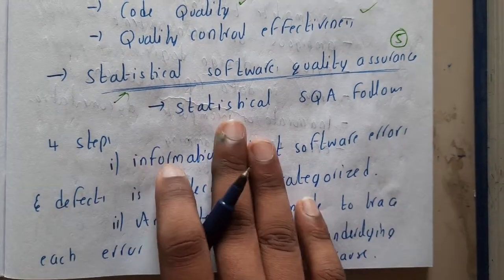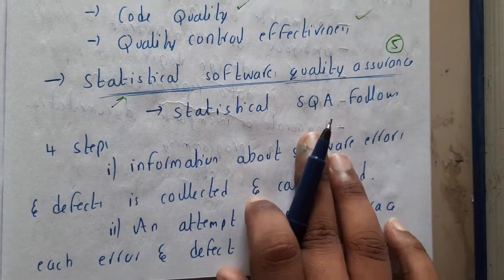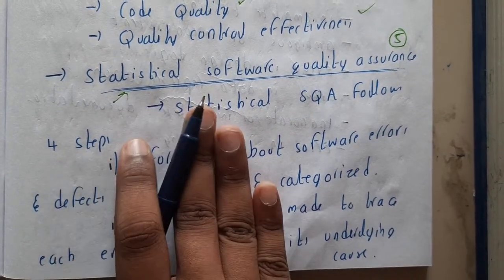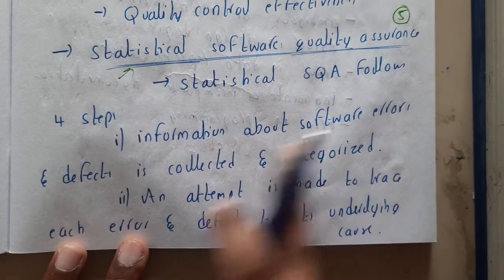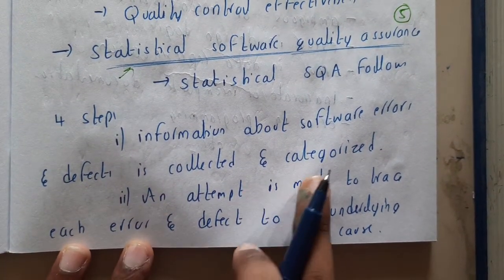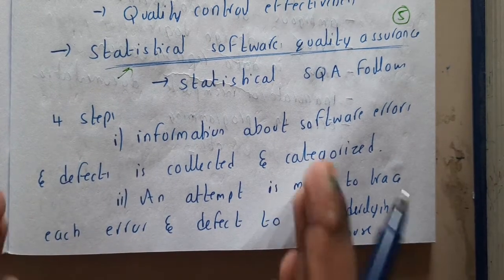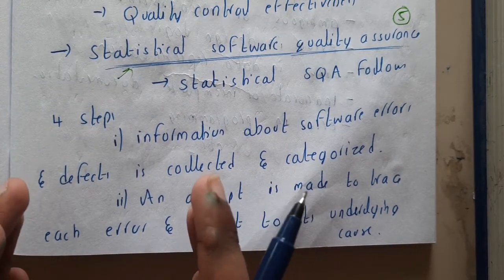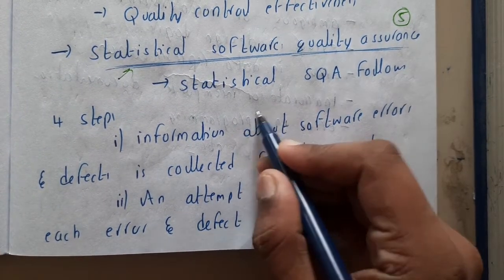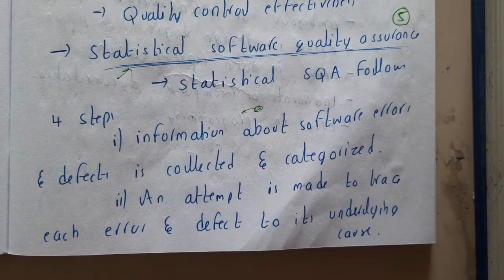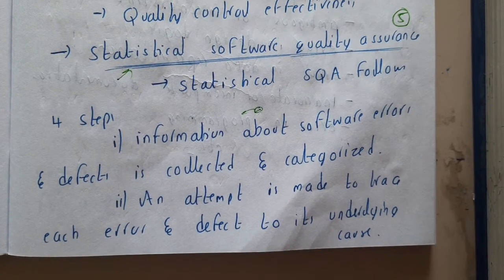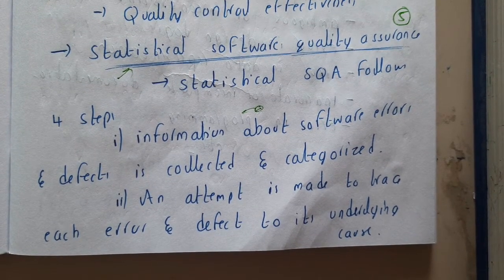Statistical SQA is nothing but statistical software quality assurance. There are 4 steps in it. The first step is that information about the software errors and defects is collected and categorized. So when an error occurs, they will be collecting what the reason is and everything, storing and categorizing it. For example, this is a compile time error, this is a runtime error. I am categorizing in that way, but they will be recognizing in their own ways.